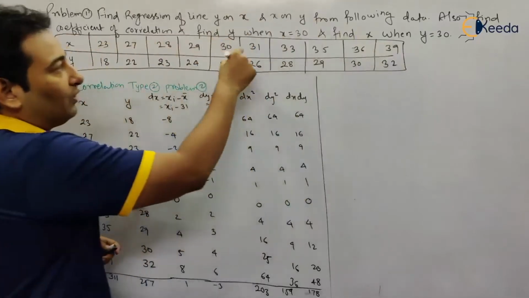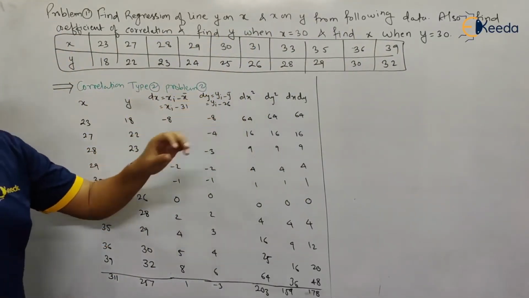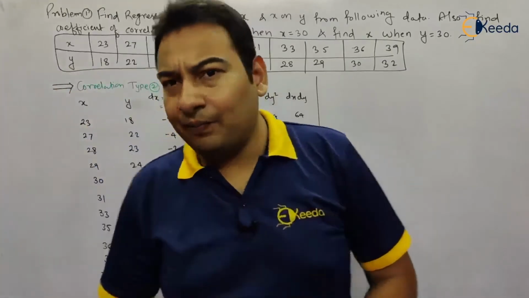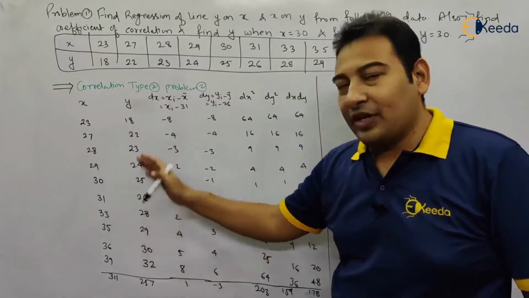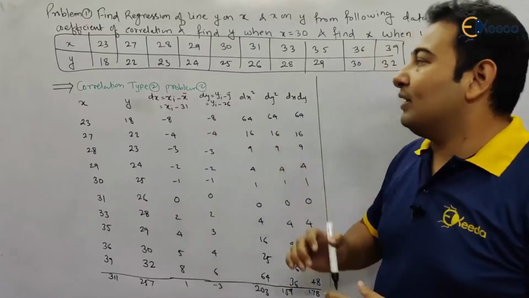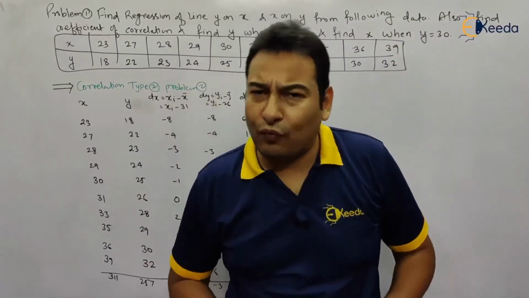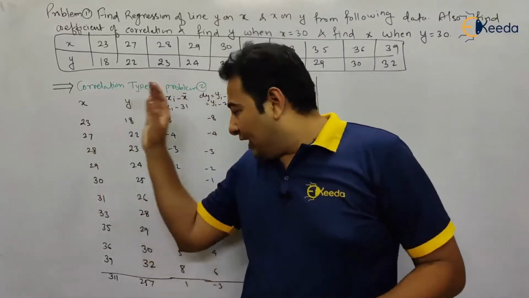First of all, if you observe, these values are the same as correlation type number 2, problem number 2. You can go back and check the table. Exactly the same values, so why waste time? I've directly copied the values from type number 2, problem number 2. If you have any problem making this table, you can go back and check. So we are ready with the table.